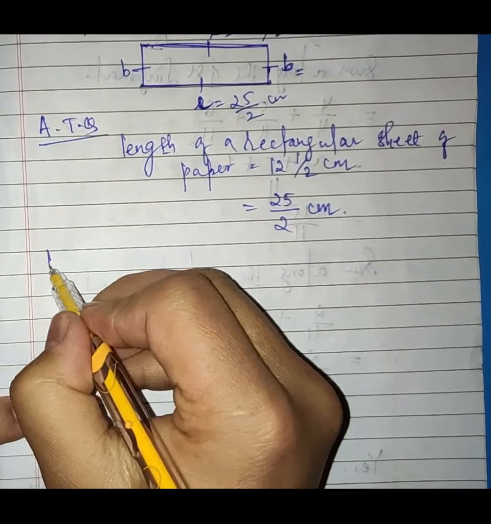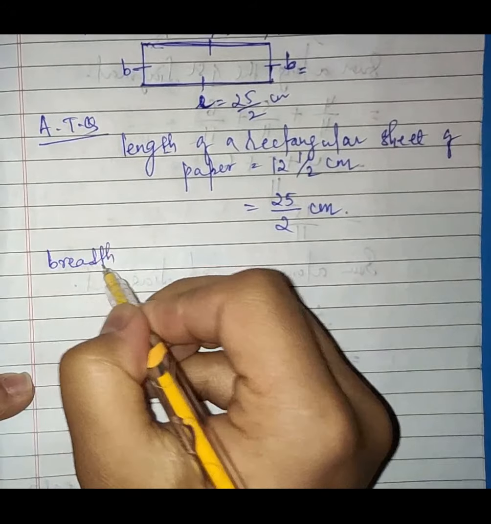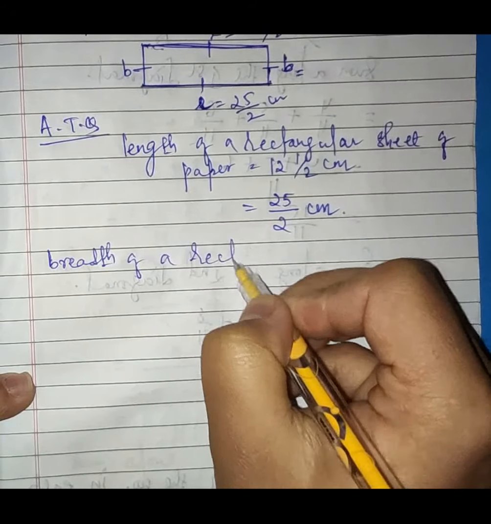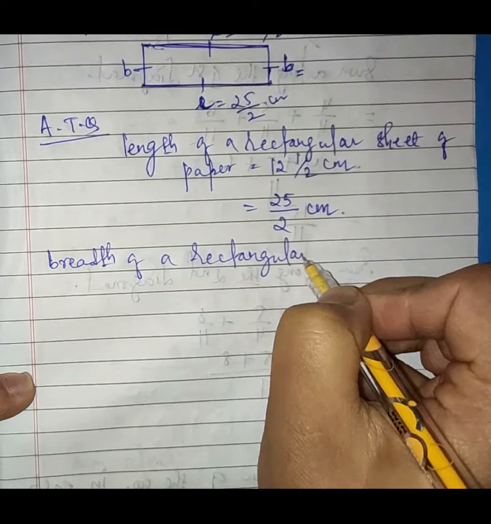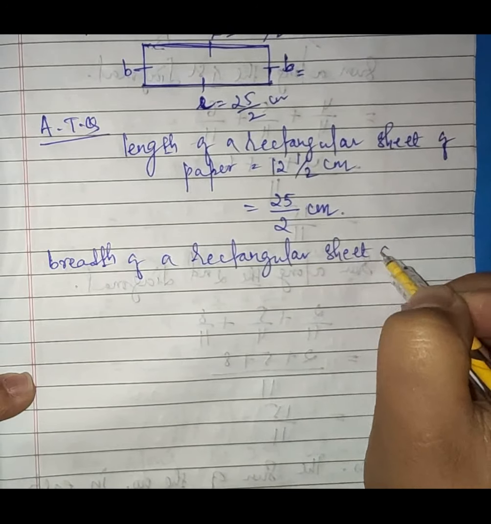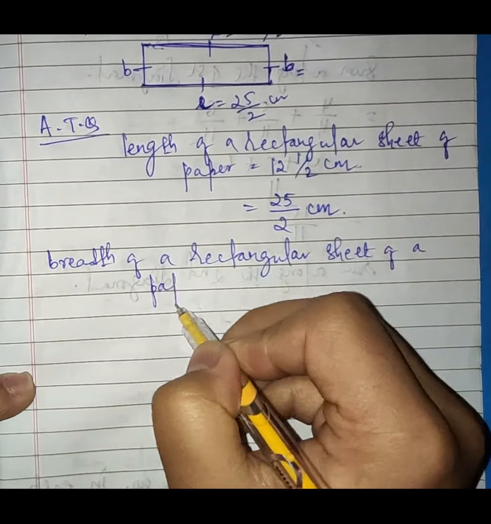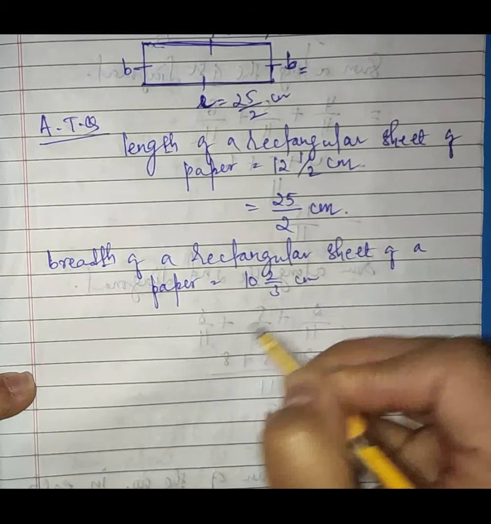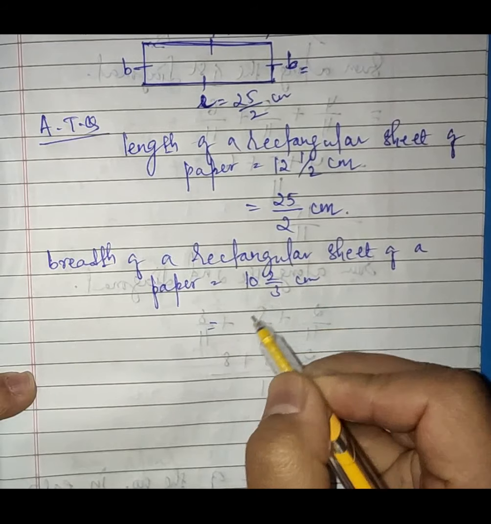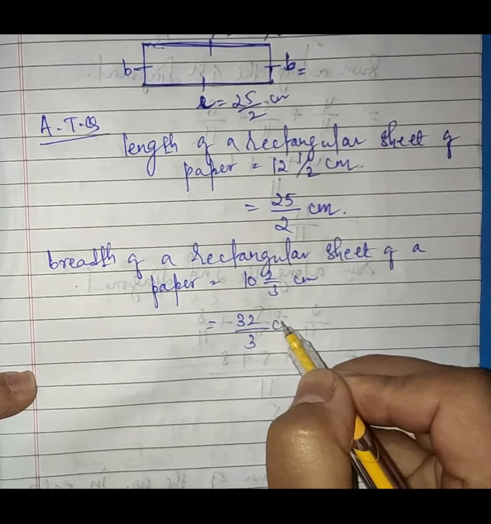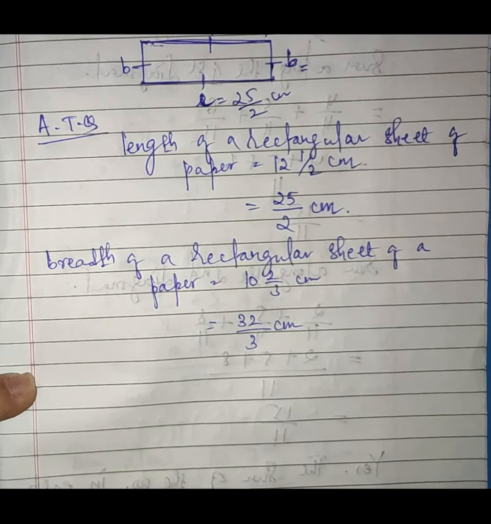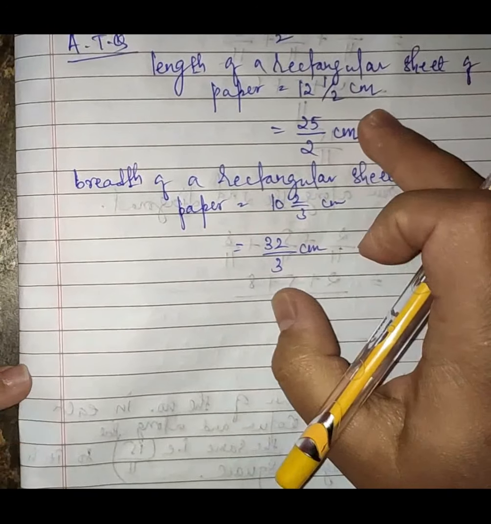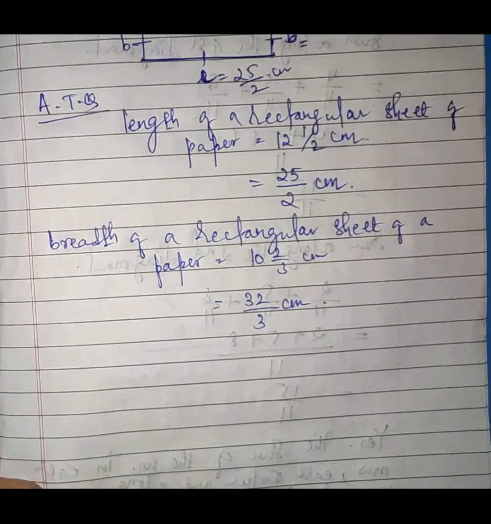Another is the breadth of the rectangular sheet of paper, which is equal to 10 whole 2 by 3 centimeter. 10 threes are 30, 30 plus 2, 32 by 3 centimeter. So this is our length and this is our breadth of the rectangular sheet of paper.